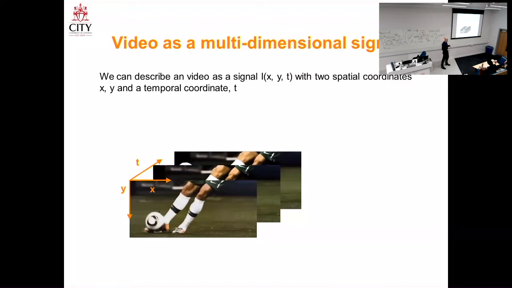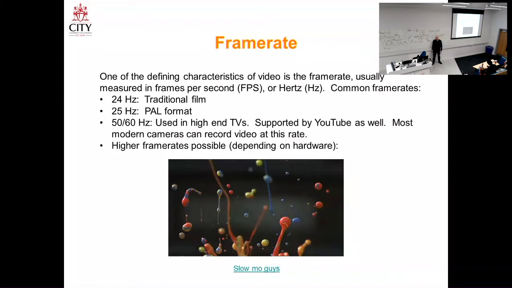In that case, it was purely spatial. Now we have a temporal variable. Okay, so when you come to video, one of the important characteristics you want to think about is the frame rate. And that is usually described in hertz or frames per second. It means the same thing. And essentially that's describing how many frames you're getting every second.